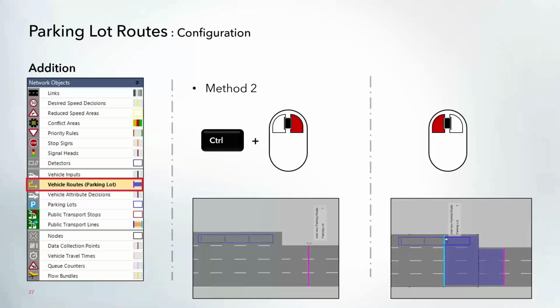And then from here, if you did have multiple parking spaces, like maybe you're doing some of those diagonal or perpendicular spaces, you can also click multiple times on different parking lots if you want those all to be included within this one routing decision.